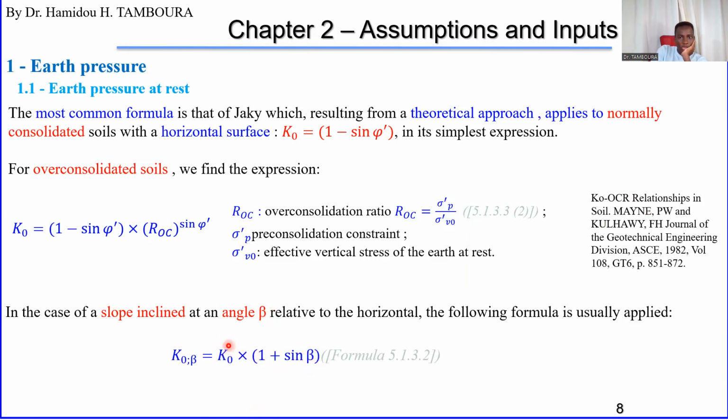And this K0 is this one or this one. In case of normally consolidated soil with slope, you use this K0 and you multiply by this term. In case of over consolidated soil, the K0 will be this one. And if there is a slope, then you add this part by multiplication.